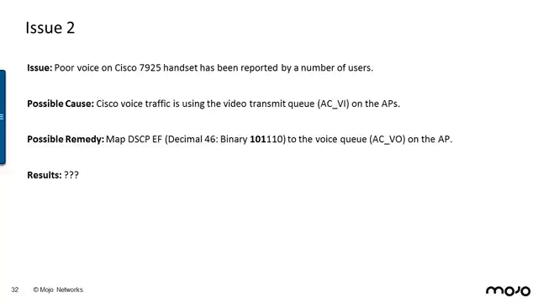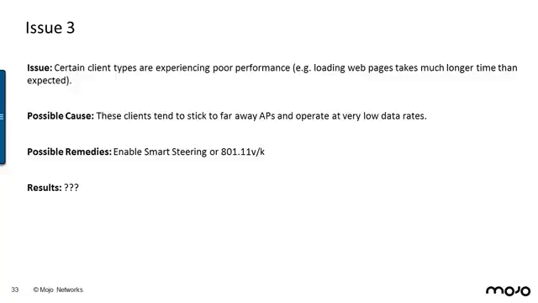There could be a problem with Cisco handsets. By the way, some of the features that I talk about and some of the problems that I talk about may not necessarily be a problem on our system, because in this case we have the feature that would automatically map it to the voice queue. But I try to make this presentation not just about Mojo Networks but general knowledge. So, all right, issues.